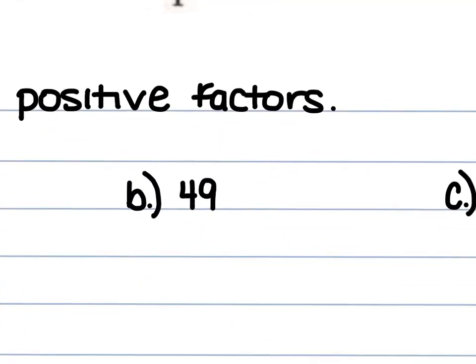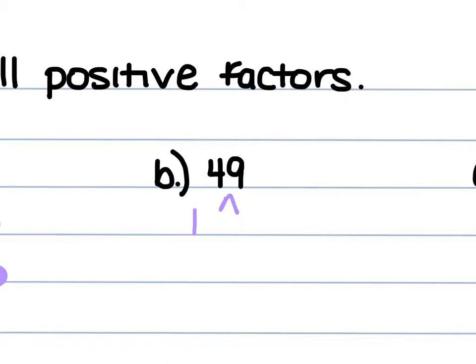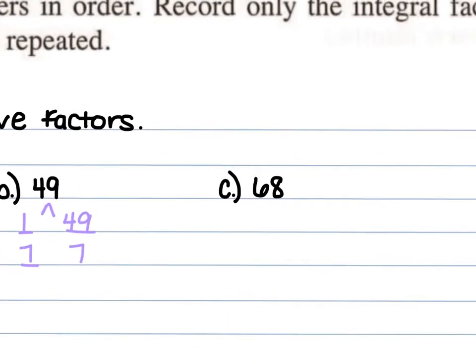So if we look at B, we have 49. We're going to start with 1 and 49. It's not an even number, so 2 does not go into it. 4 plus 9 is 13. That's not a multiple of 3, so 3 does not go into it. If it's not divisible by 2 and 3, 6 does not go into it. We know that 7 goes into it 7 times. So the positive factors are the 1, the 7, and the 49. There's nothing else that goes into 49.